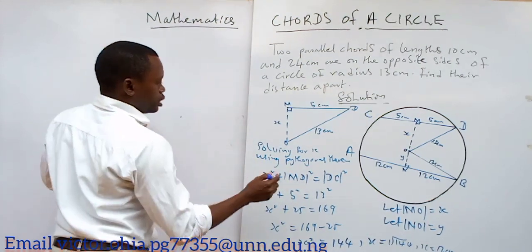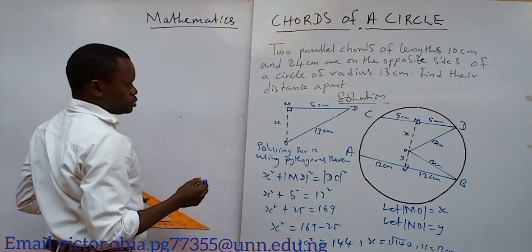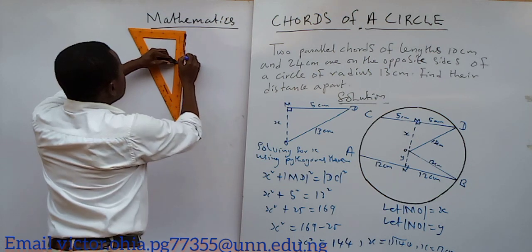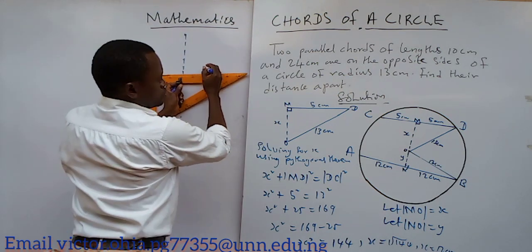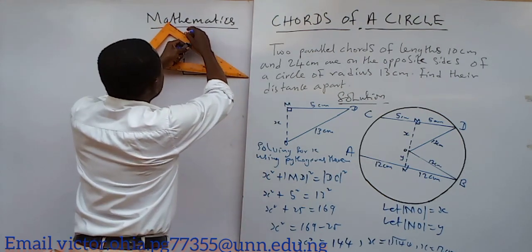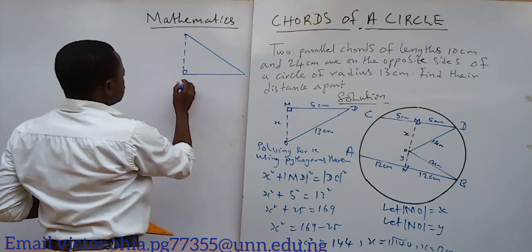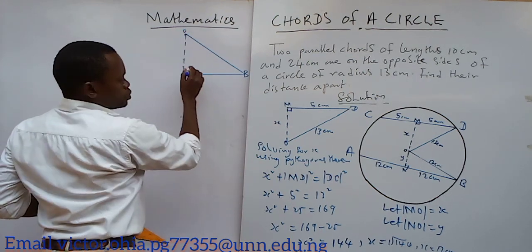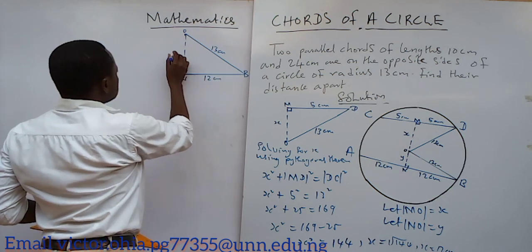All right. Now we can also make another extraction of this. So we have something down here this way, then we join it. This is N, this is B, and this is O. This is 13 cm, this is 12 cm, and this is Y.